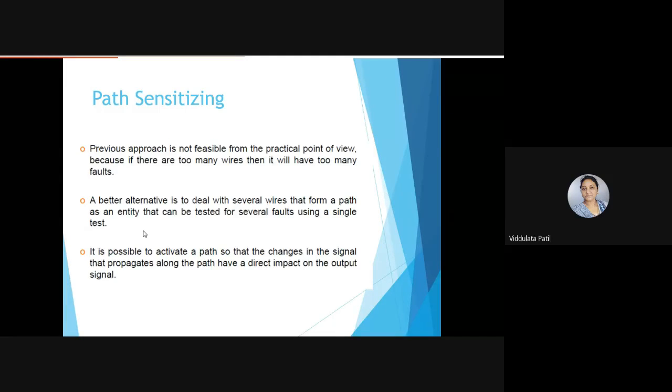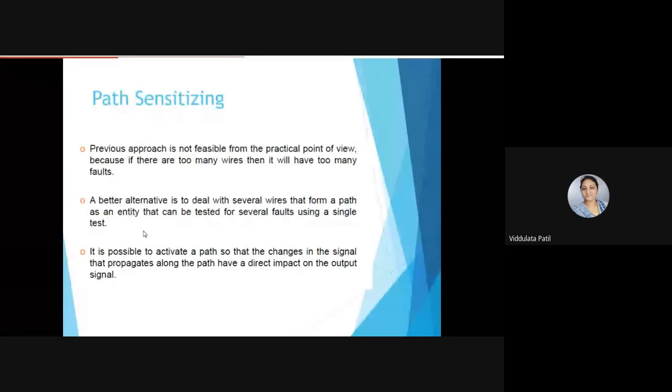So it is possible to activate a path so that the changes in the signal propagate along the path. Suppose we activate one of the input terminals, what will happen? The complete path will go on changing. When the signal propagates along that path, there will be a change in the output, and because of that there will be a direct impact on the output signal. That method is called path sensitizing.